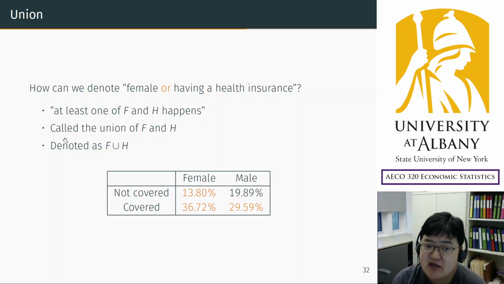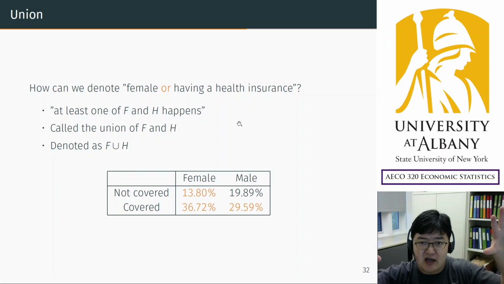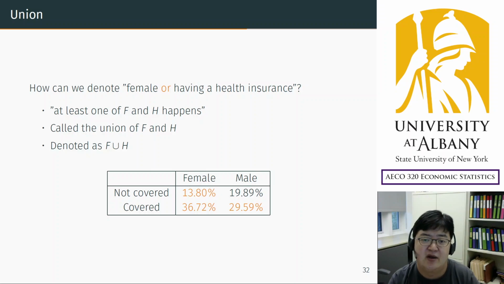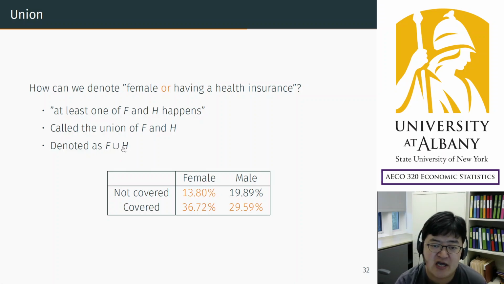So from the set theory, we call them the union of two sets. So there are two events, and we bundle them, consider everything included in at least one of them, and we denote it F ∪ H. This notation is from union, but usually we call this F cup H, but you may think of it as union, F or H, same thing.